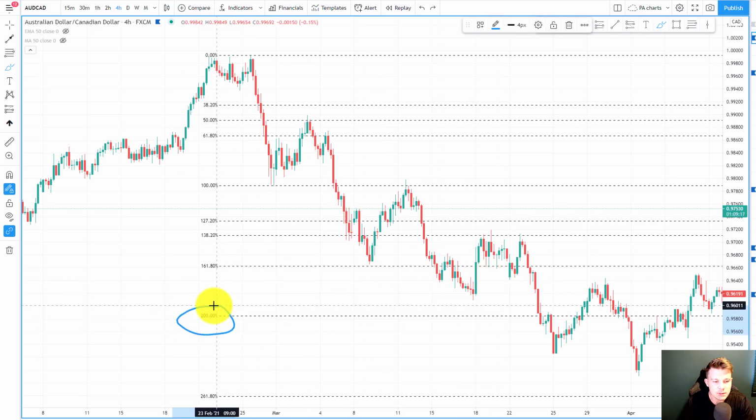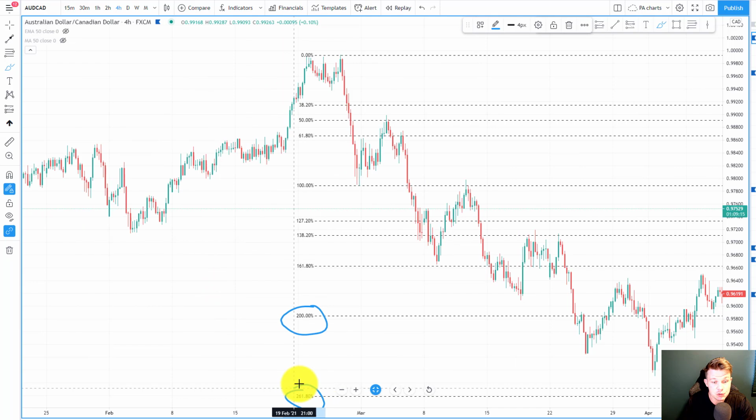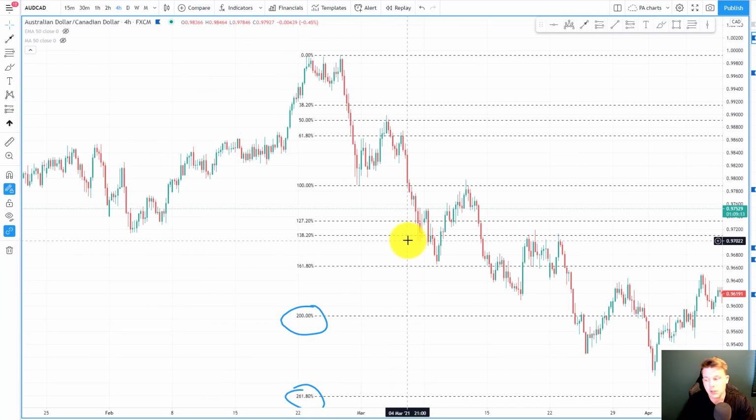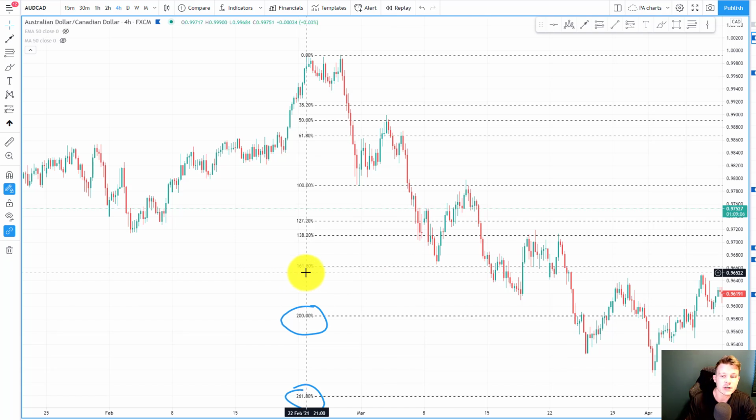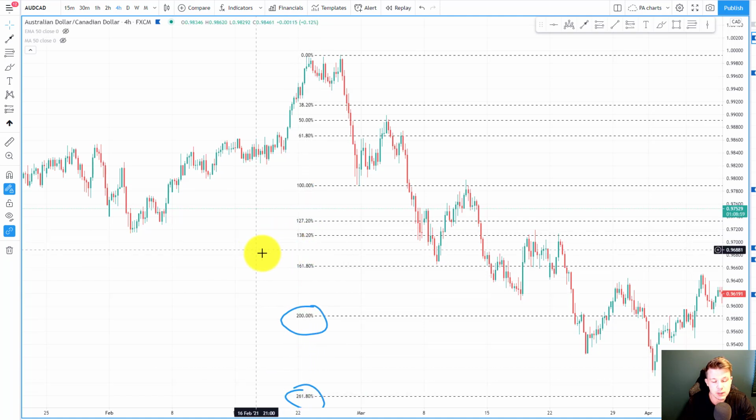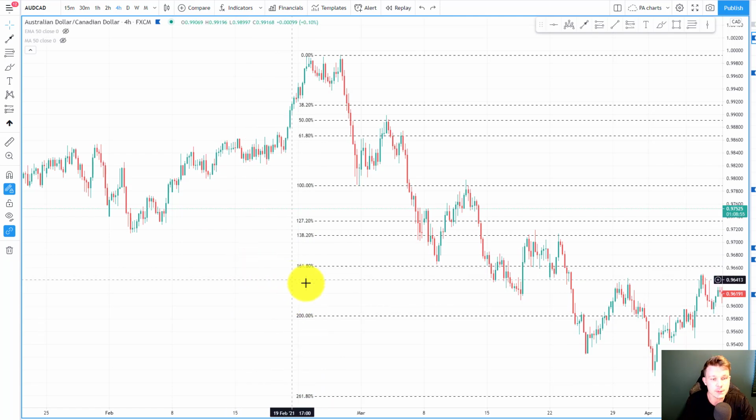You may sometimes get a 200 or even a 261 bonus round. However, those are very uncommon, and to trade those you really need a very strong trend, because they are much further away from 161 and from the 138 as well. So that is the caveat. But in general, in Fibonacci trading, you're usually using 138 or 161 as your targets.